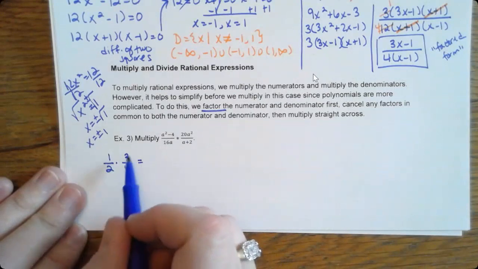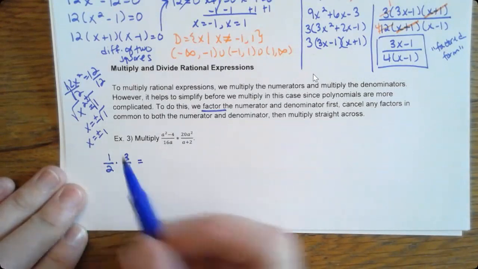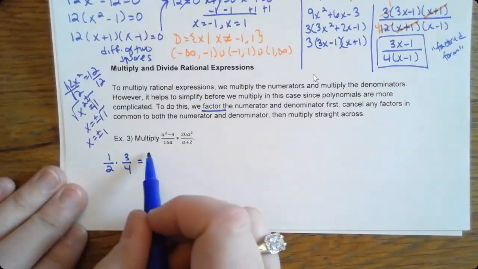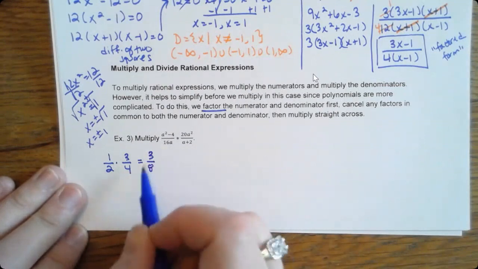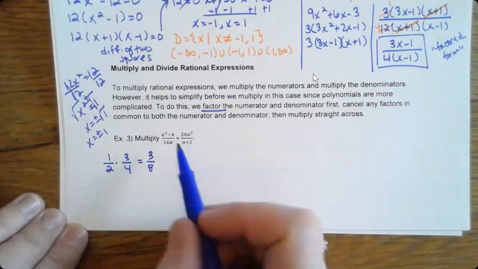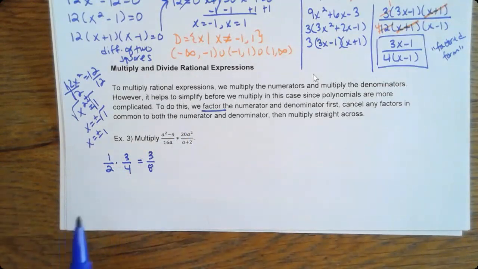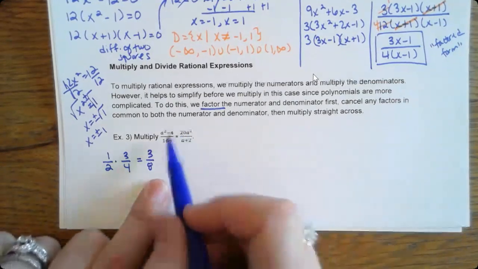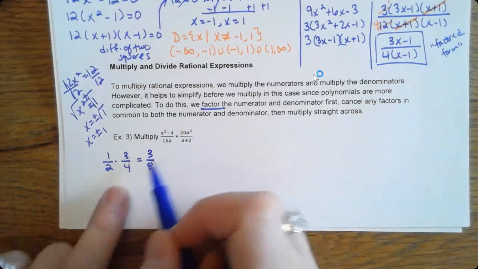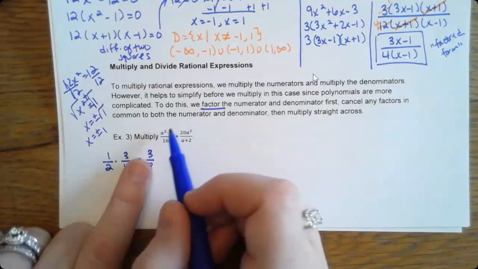we would see if there's anything that we could cross cancel first. If there's anything in common, there's not here, and then we just multiply straight across. We're going to use that same kind of strategy. Look and see if there's anything we can cross cancel, and then just multiply whatever is left over. Now, we do need to factor. So that's not as easy as just 1/2 and 3/4.